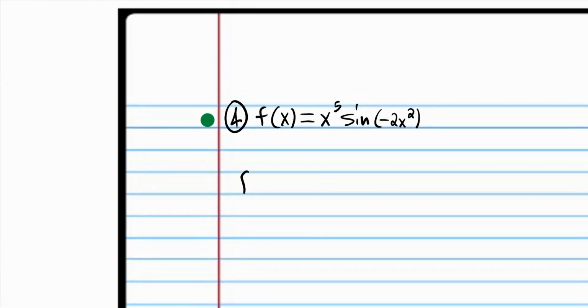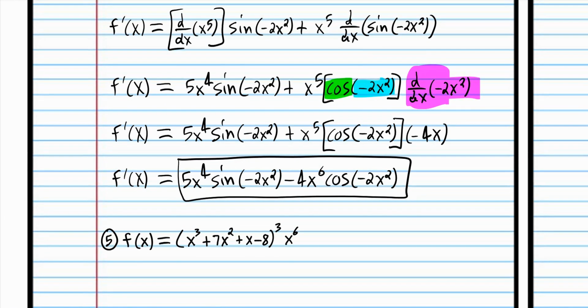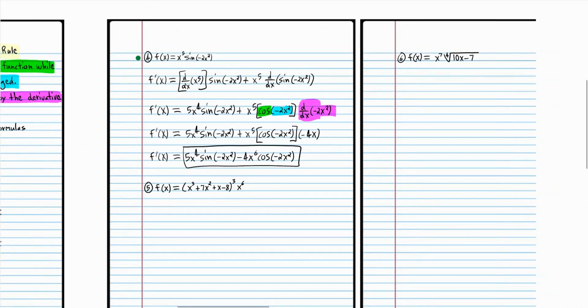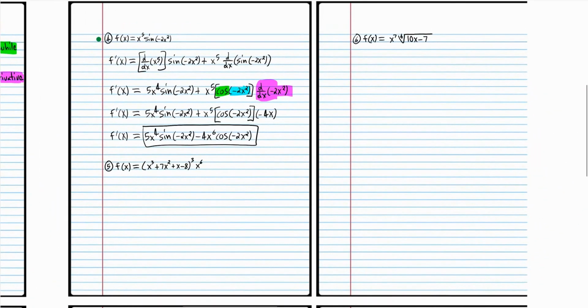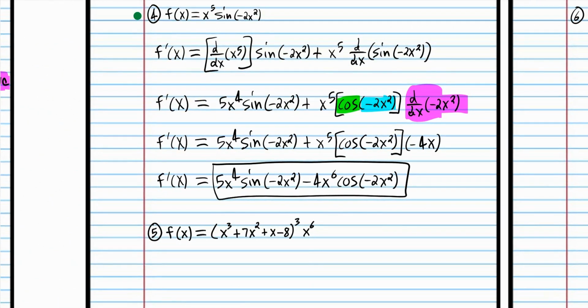Okay, we're back. So that is it. So if you got that right, excellent. Alright, so I want you to try number 5. Go and attempt number 5. We have a product, this blue expression times the green expression. And so you want to use the product rule. Try number 5. When you come back, we'll do it together.